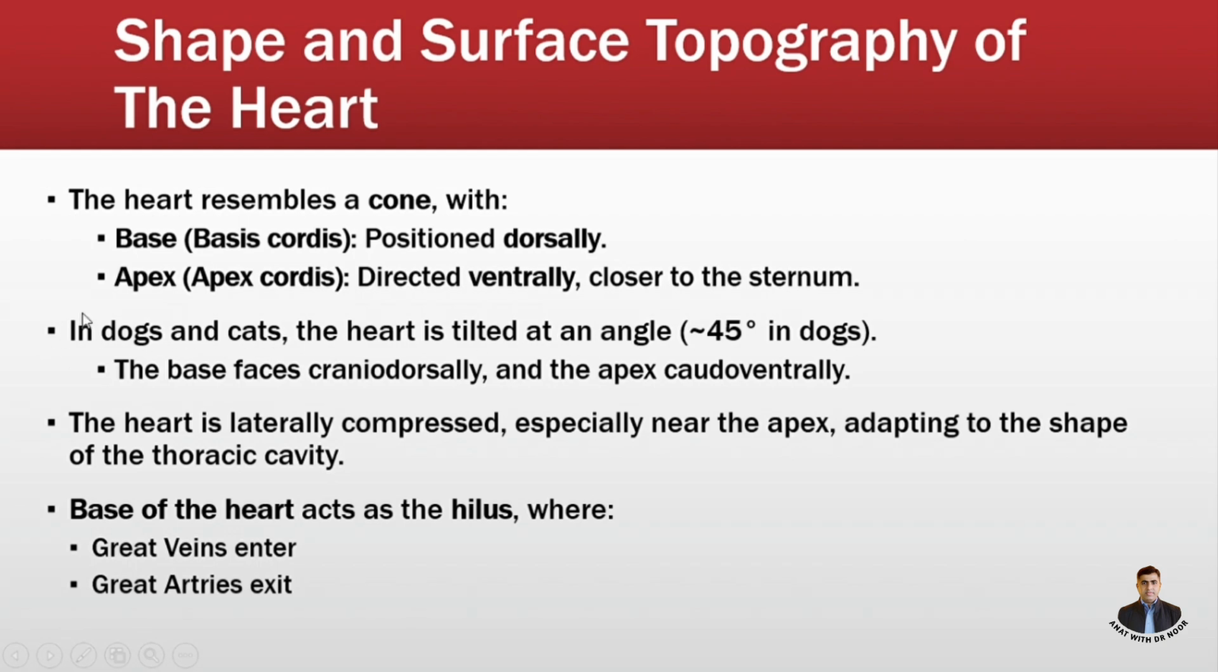And this is a comparative point, guys. The heart is laterally compressed, especially near the apex, adapting to the shape of the thoracic cavity. The base of the heart acts as a hilus where the great veins and great arteries exit.